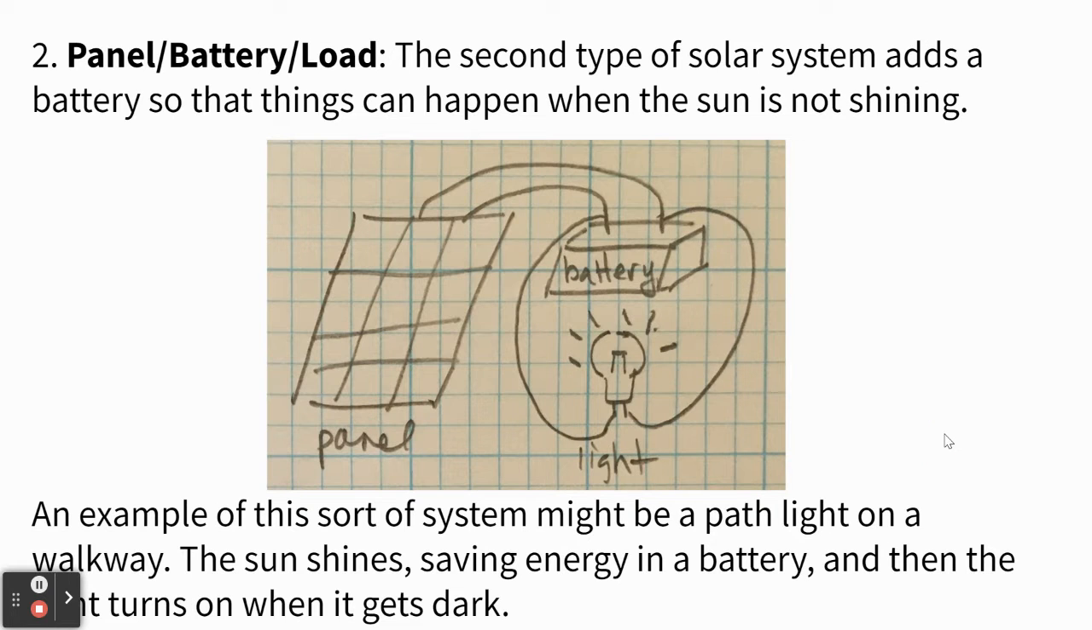All right. The second type has a battery added. So you have a panel, a battery, and a load. An example of this would be like path lights that you have in your garden that turn on when the sun goes down. They have a little bit of extra electronics, but for the most part, it's a battery. When the sun's out, the battery's getting charged. When the sun stops shining, a little switch turns and starts turning on the light or whatever it is. But still, it's mostly just a panel, a battery, and a light or a load of some kind.